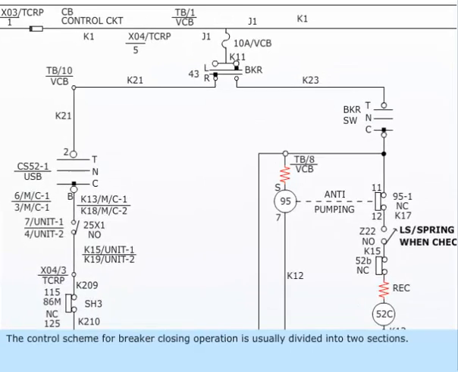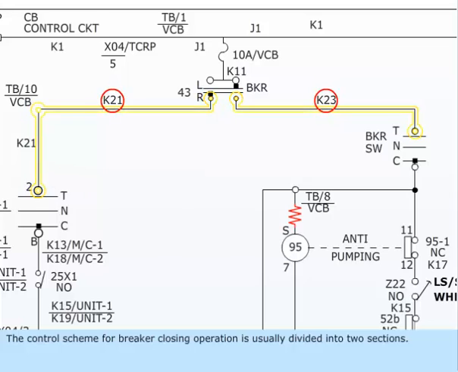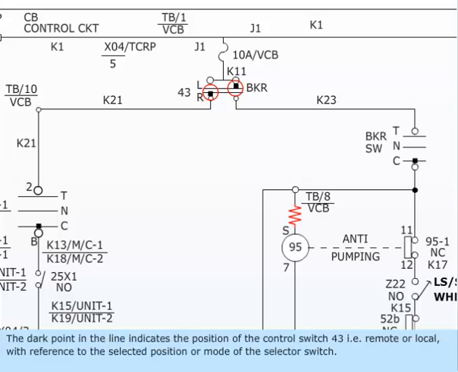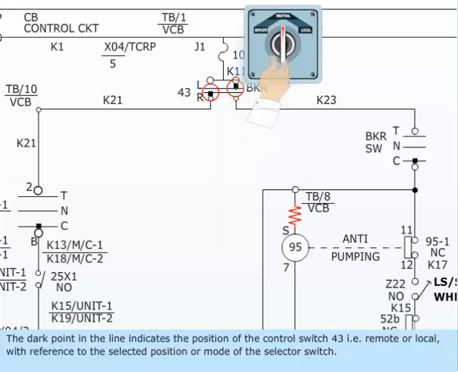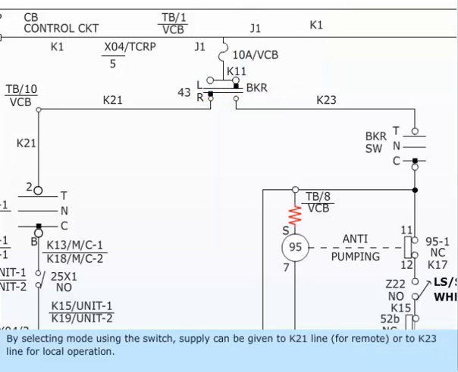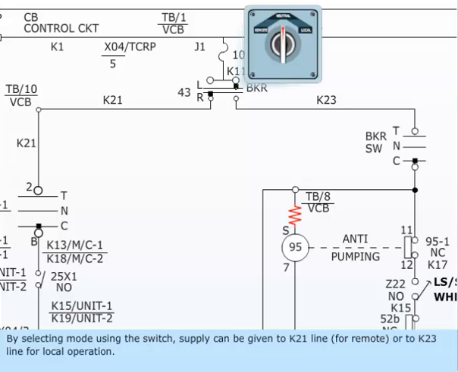The control scheme for breaker closing operation is usually divided into two sections. One section is for local control at the breaker, and the other one is for remote operation from the control room. The dark point in the line indicates the position of the control switch 43, that is remote or local, with reference to the selected position or mode of the selector switch. By selecting mode using the switch, supply can be given to K21 line for remote or to the K23 line for local operation.